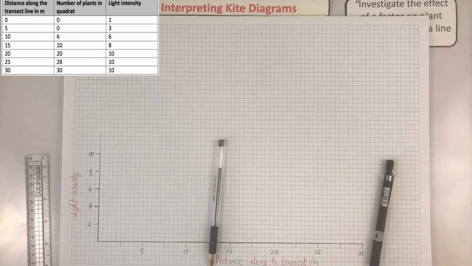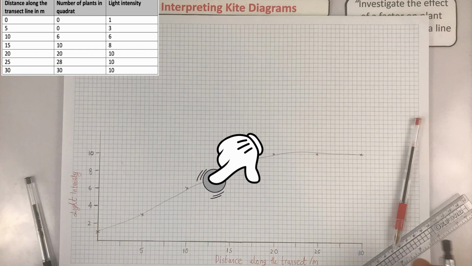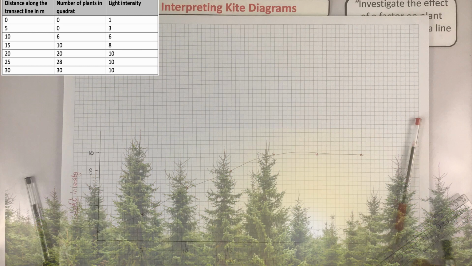The highest light intensity is 10, so I make sure I have enough space to plot this. As you see, the further the distance, the larger the light intensity. That's because we started off near trees that obscured the light. Now for the tricky part.